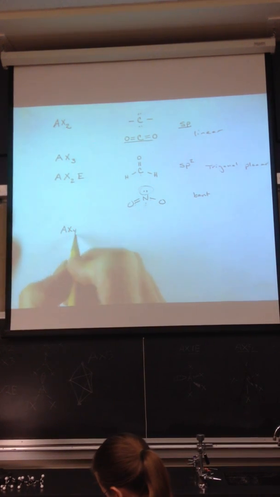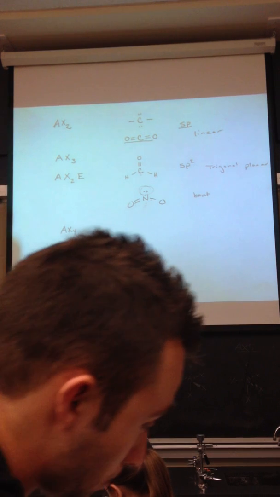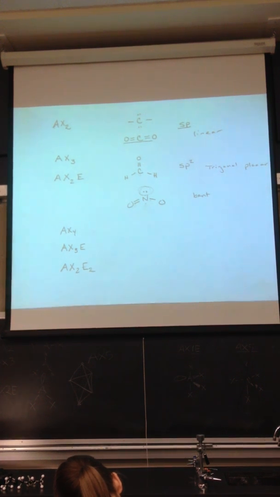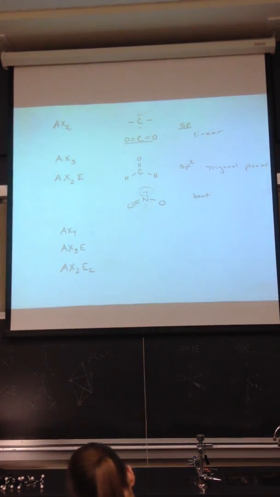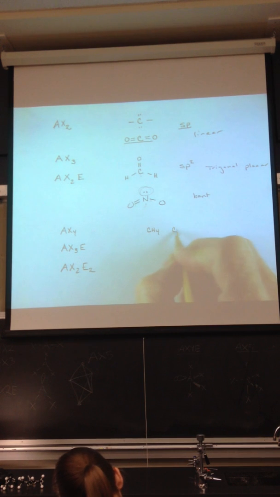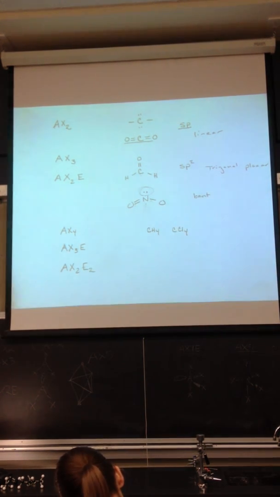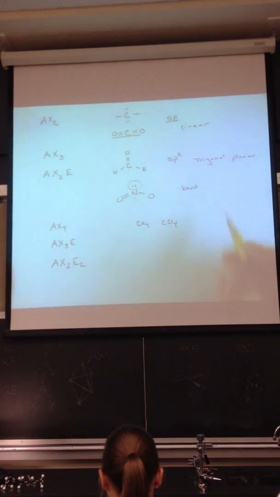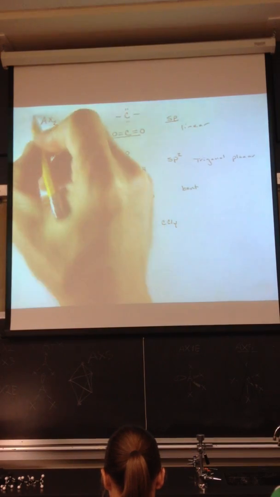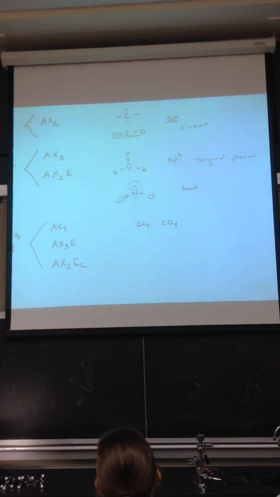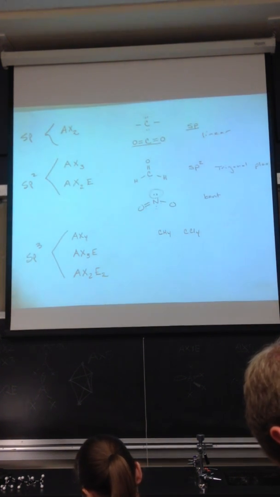Group 4 starts with AX4, AX3E, AX2E2. Let's give an example. The simplest example of an AX4 would be something like CH4 or CCl4. Both of these with the carbon as the central atom and chlorine atoms or hydrogen as the surrounding or peripheral atoms. We know that in this case, the hybridization must be due to an sp3 situation. So these are sp3 type models.